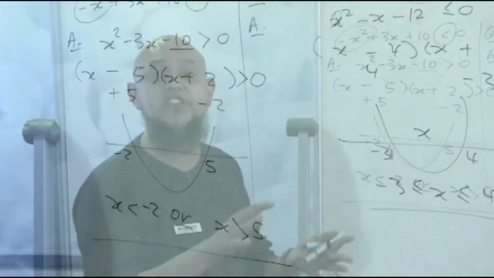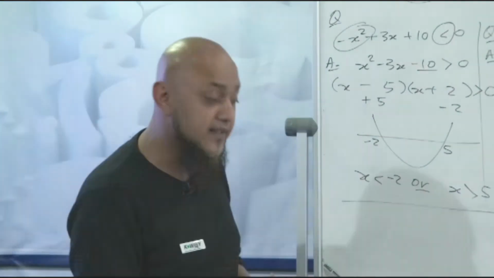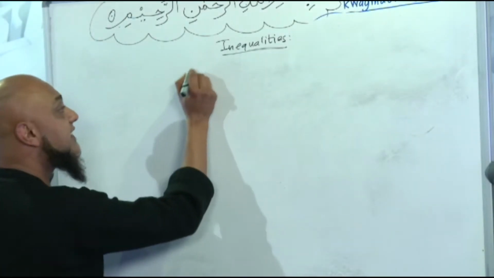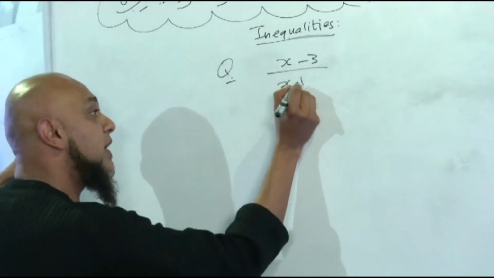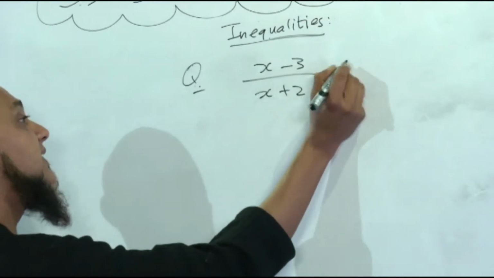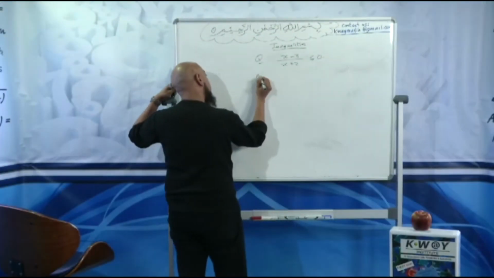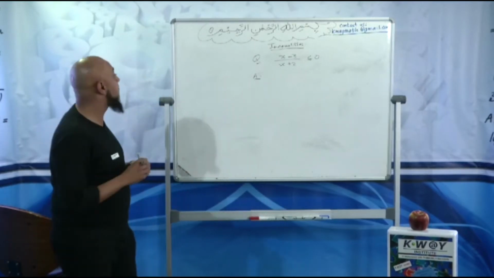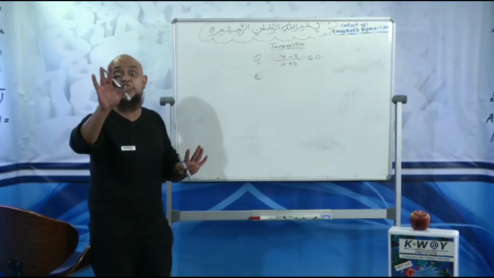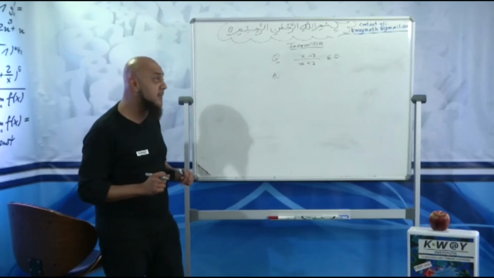Let's do some variations. You might see something slightly different in the exam. Question in the exam: solve for x. They now tell you (x minus 3) over (x plus 2) is less than or equal to 0. Basically just solve for x. A question like this is 4 to 5 marks in the exam as well.